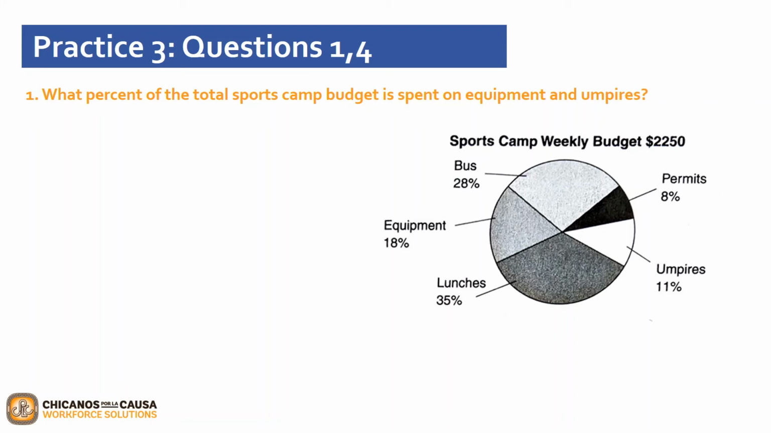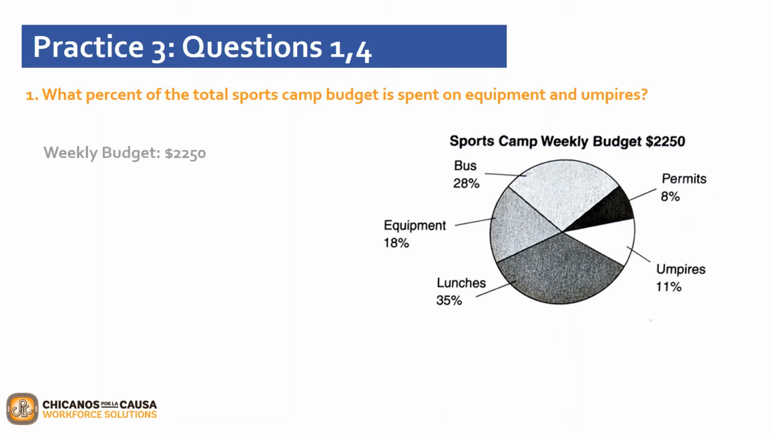Okay, so let's solve our first question. What percent of the total sports camp budget is spent on equipment and umpires? So we have our same circle graph as before, but luckily for this question, it's asking us to find a percentage. And if you can see from our labels, all of these sections already have percentages with them. So this is just going to be a quick addition problem.